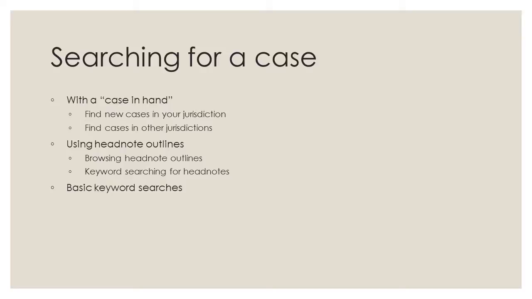There are 3 basic ways to search for a case. You can search with a case in hand, which means someone just gives you a case with a citation. Another is to use a headnote outline. So if you're already in a case, you can locate similar cases by looking at headnotes. And another way, the way you're all probably familiar with, is by using search terms and filters to track down a case.